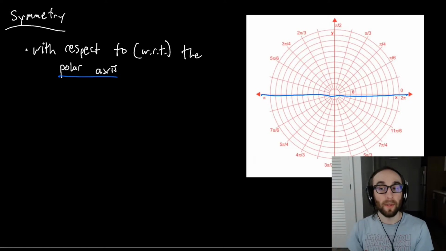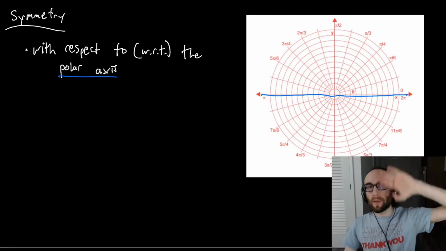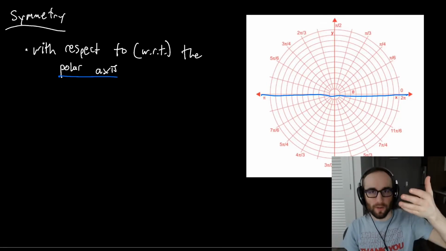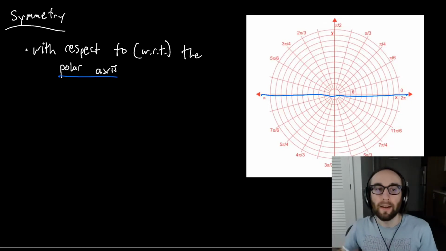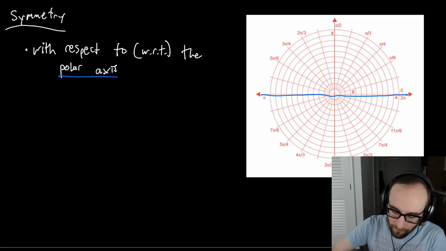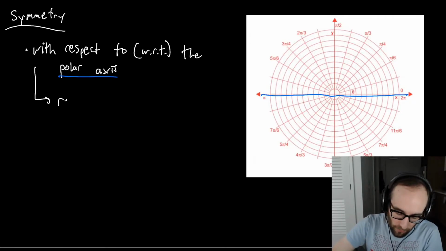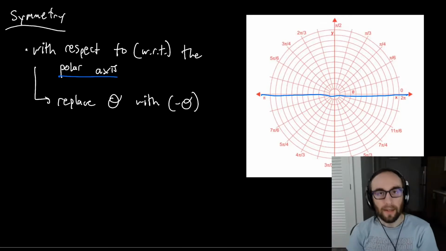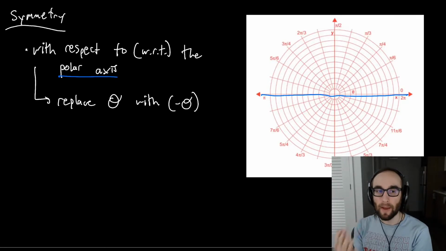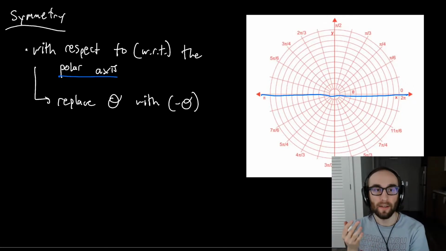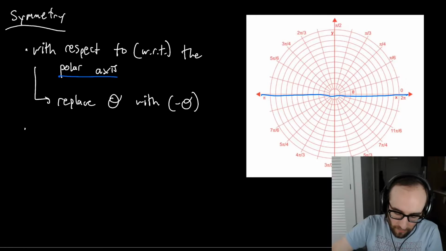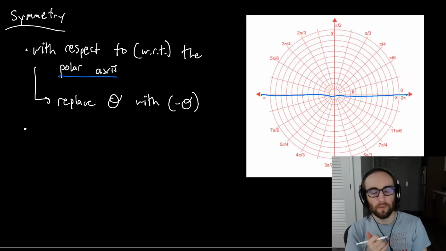If something is symmetric across the polar axis, that means we can flip it across the horizontal axis, so flip it vertically, and it'll match up exactly with the other side. We can tell if an equation is symmetric across the polar axis if we can replace the angle theta with negative theta and get the exact same equation. So if they match up exactly and it doesn't change the equation, then it is symmetric across the polar axis. Let's list out all the symmetries and then we'll go over a few examples.